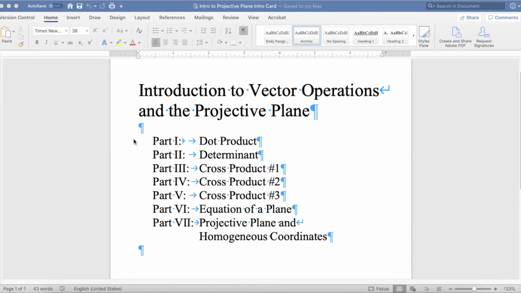So this video is the dot product, and then we'll go on to the determinant, and then I'm going to justify the cross product, which is something you almost never see, and then quickly the equation of the plane, and then we'll get to the actual projective plane and homogeneous coordinates. So here we go with the dot product.